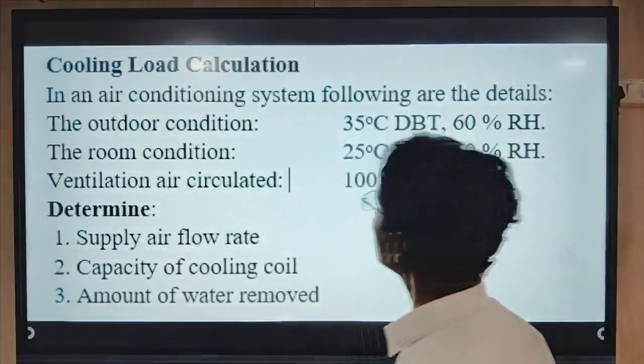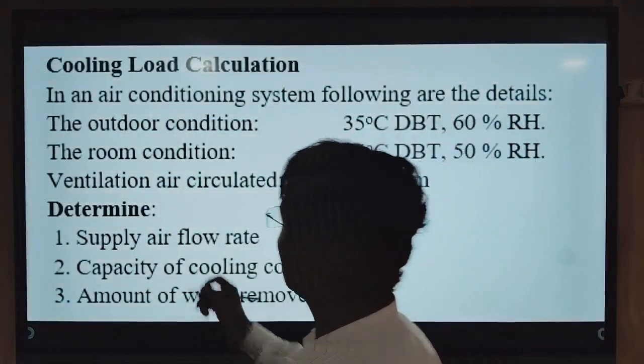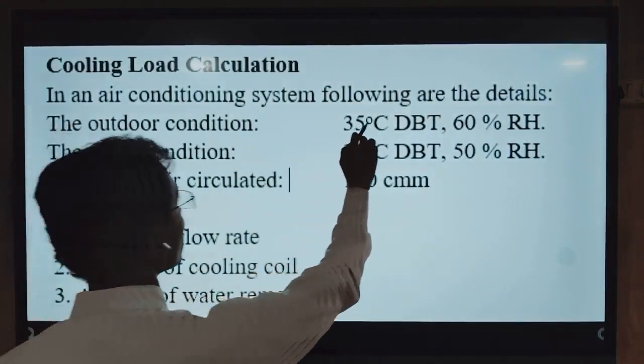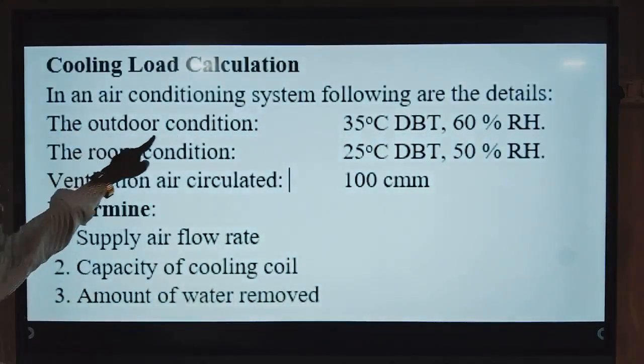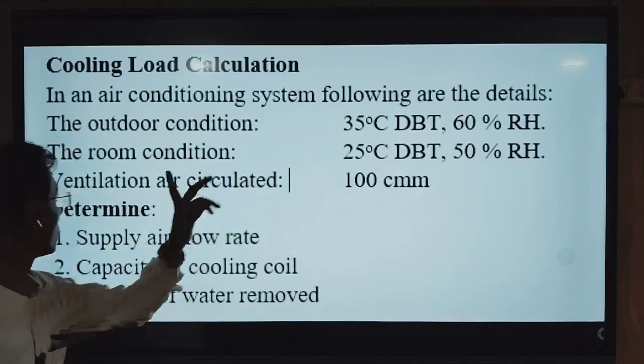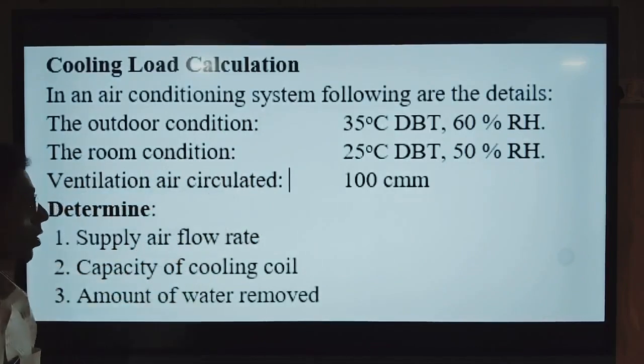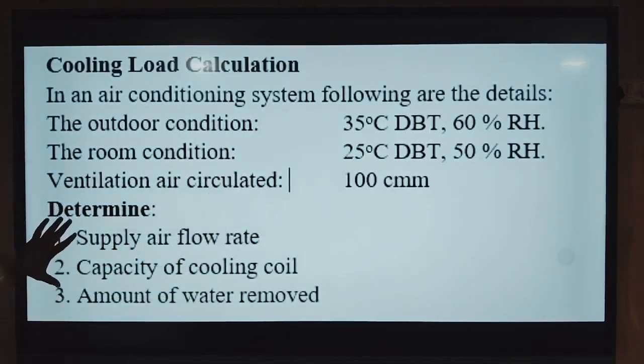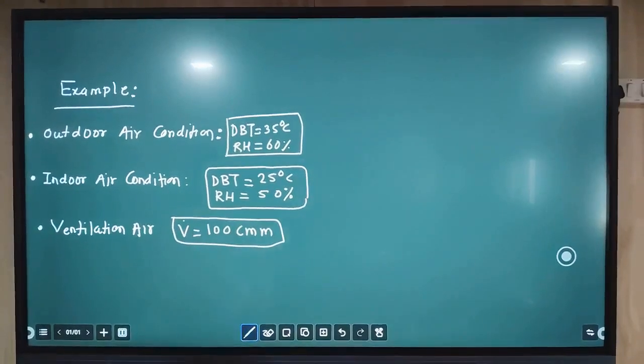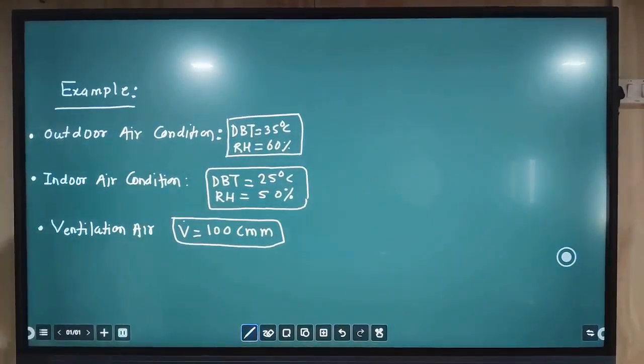So this is the statement. In an air conditioning system, the following are the details. The outdoor condition is given. The room condition is given. Ventilation air is circulated. And we have to find three parameters: supply air flow rate, capacity of the cooling coil, and amount of water removed. So first of all, these are the given parameters listed over here.